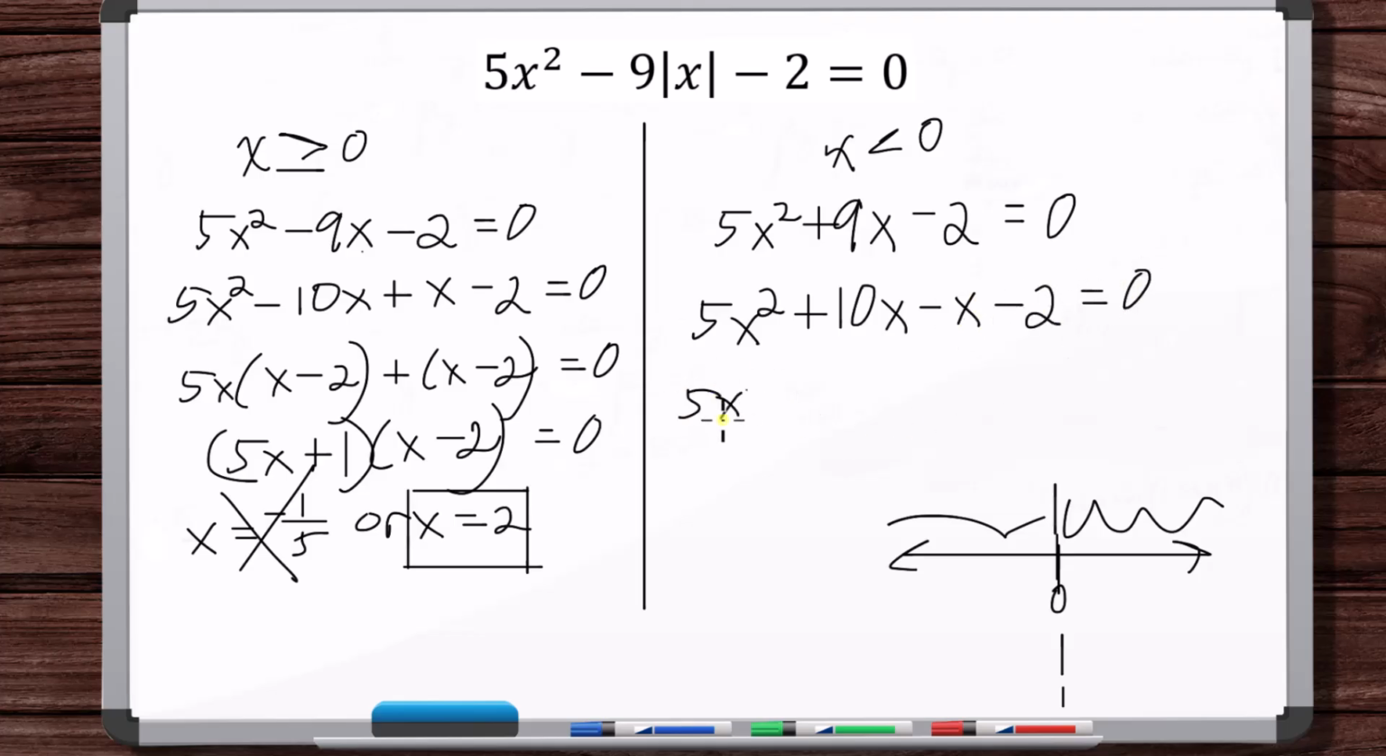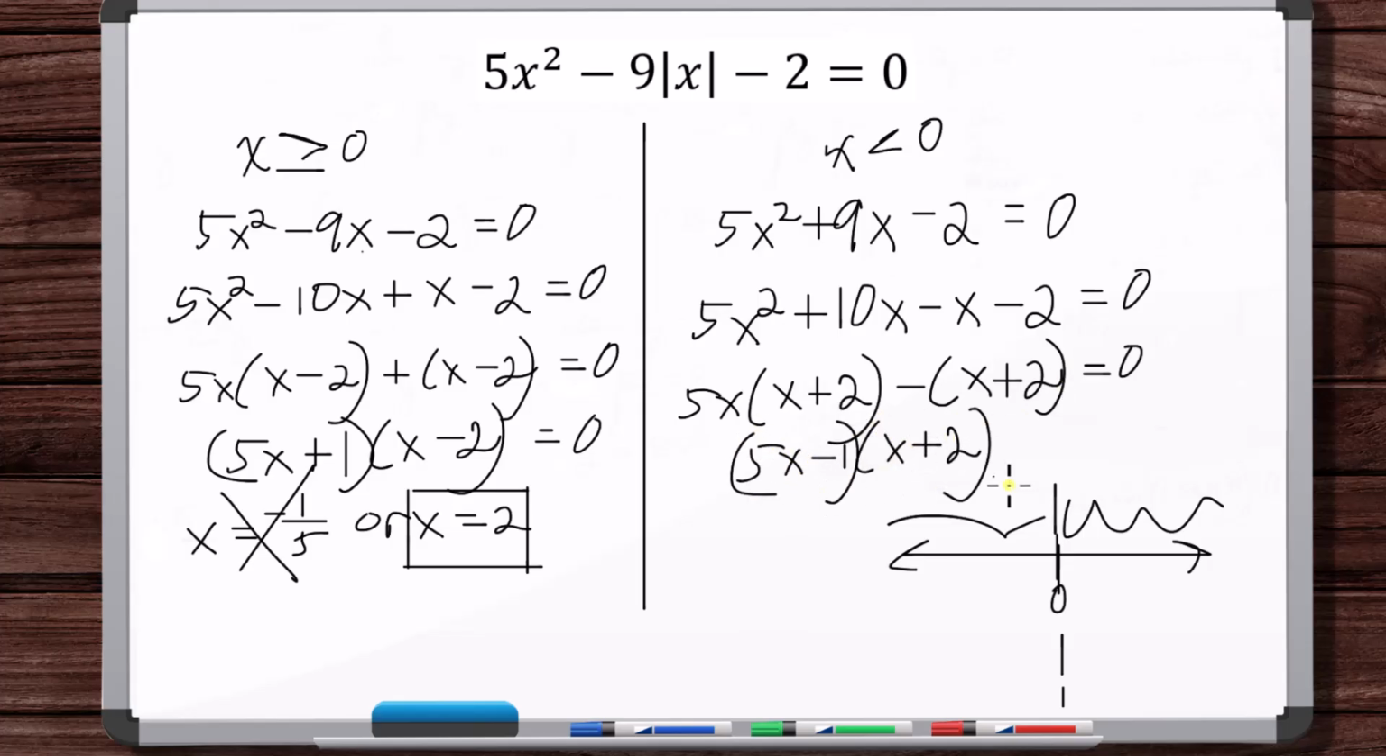So take out a 5x here, x plus 2. Take out a minus here, x plus 2. So 5x minus 1 times x plus 2. So we've got x is equal to 1/5. x is equal to minus 2. Okay, is minus 2 less than 0? Yes, it is. Is 1/5 less than 0? No. So these are the only two answers.